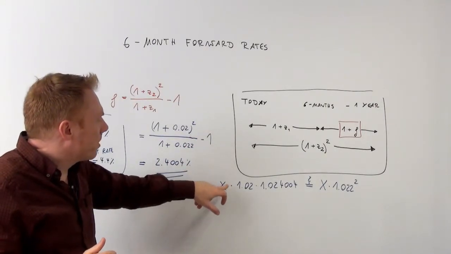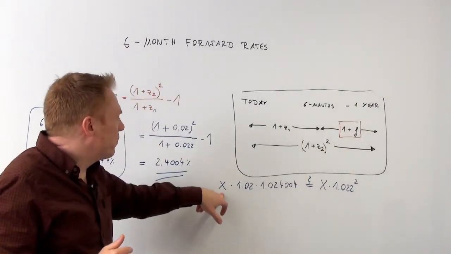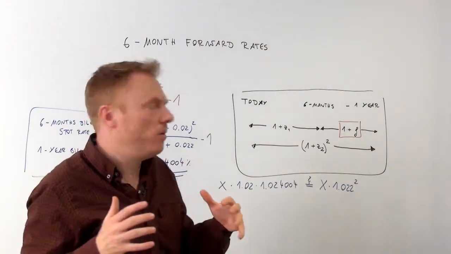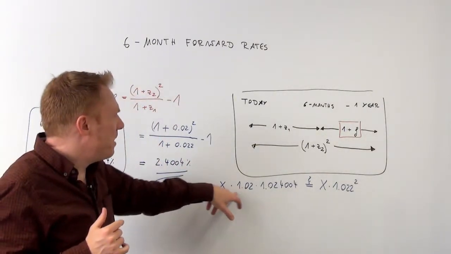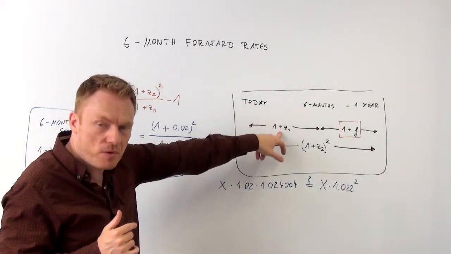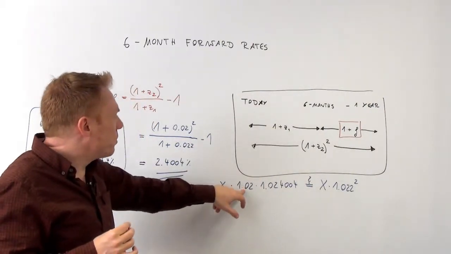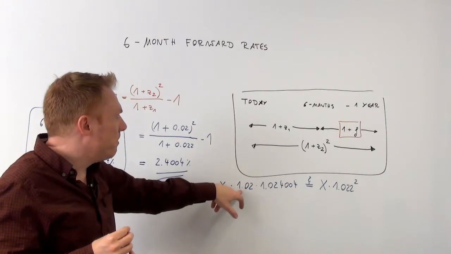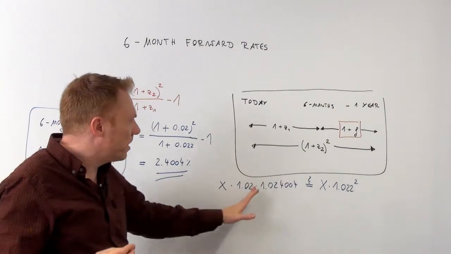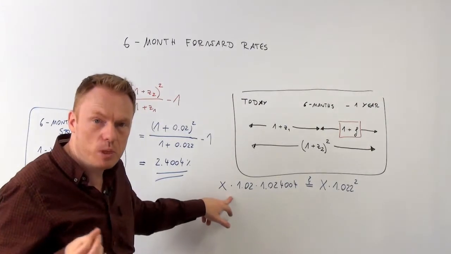Let's just check it. We want to invest X dollars. And what's going to be the amount of money that we'll have 1 year from now? If we invest it right now, we get 2% in the first half year. In the first 6 months, we're going to get 2%, which means we multiply the amount X with 1.02. And then, after the first half year, we have this.